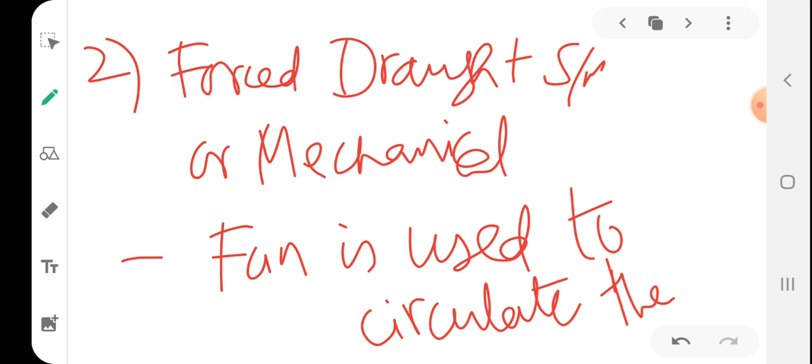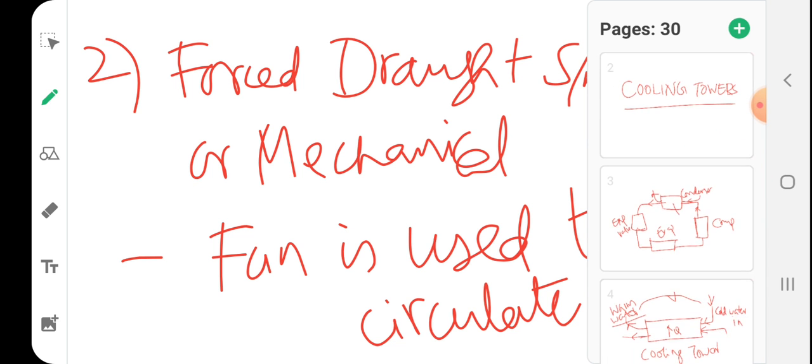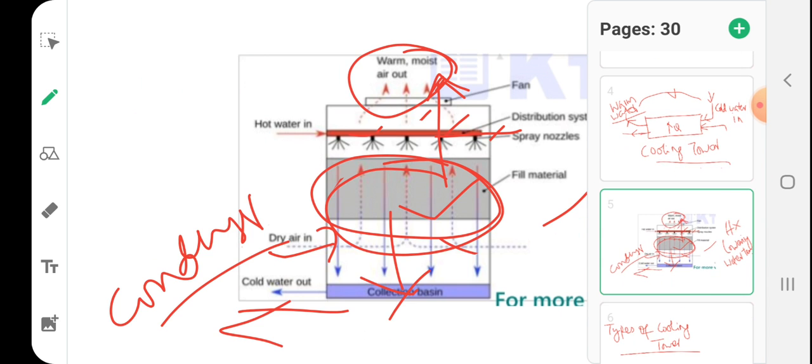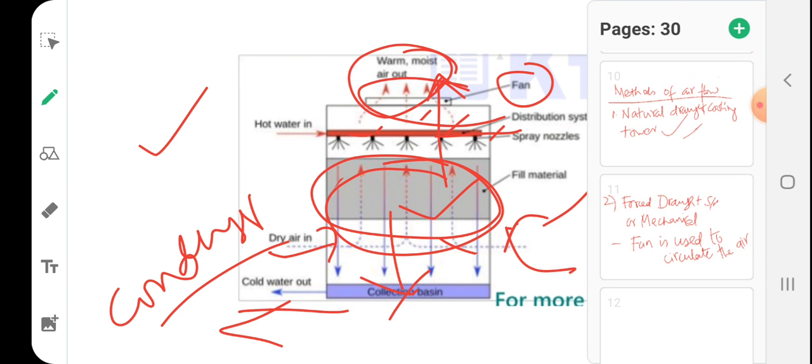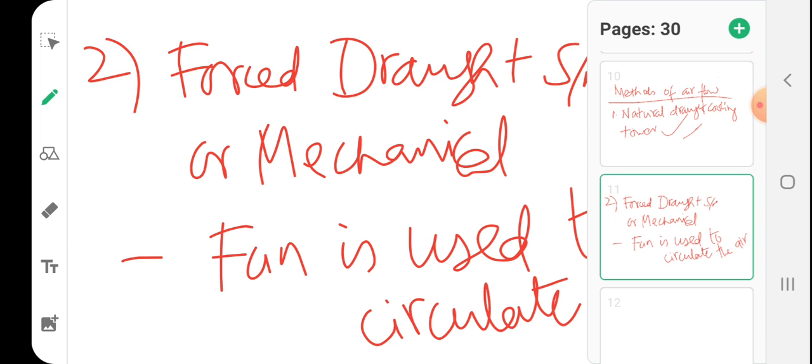So that is the type of cooling system that we have learned in the introduction. Actually this can be considered as a mechanical draught or forced draught cooling tower, because we are using a fan here. The fan will induce the air towards this cooling tower, so that air flows through the cooling tower up to the upper portion. So that is the forced draught system.